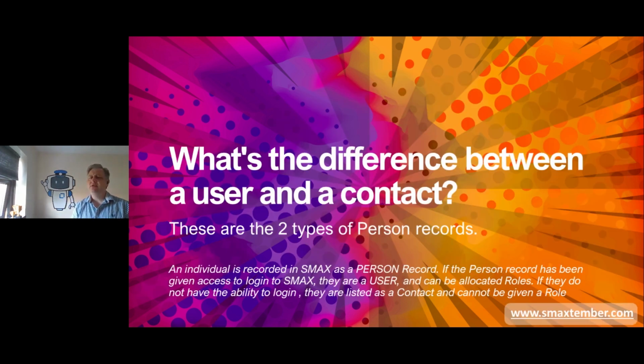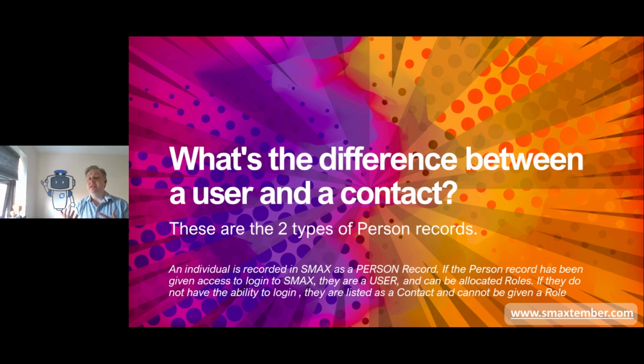But what's the difference between a user and a contact? These are just two types of person records. Sometimes we interchange the words person and user when we're talking in SMAX, but I thought it was good to cut this out. The underlying record in SMAX is a person record, and that has two types, either a user or a contact. A user is someone that can log into SMAX. They can access the portal, and if they're given additional roles, they can obviously access the agent interface as well.